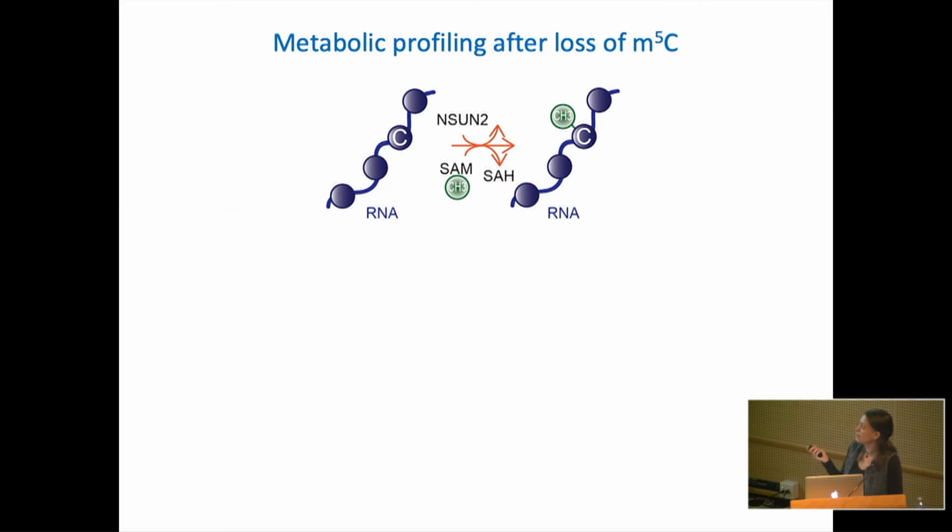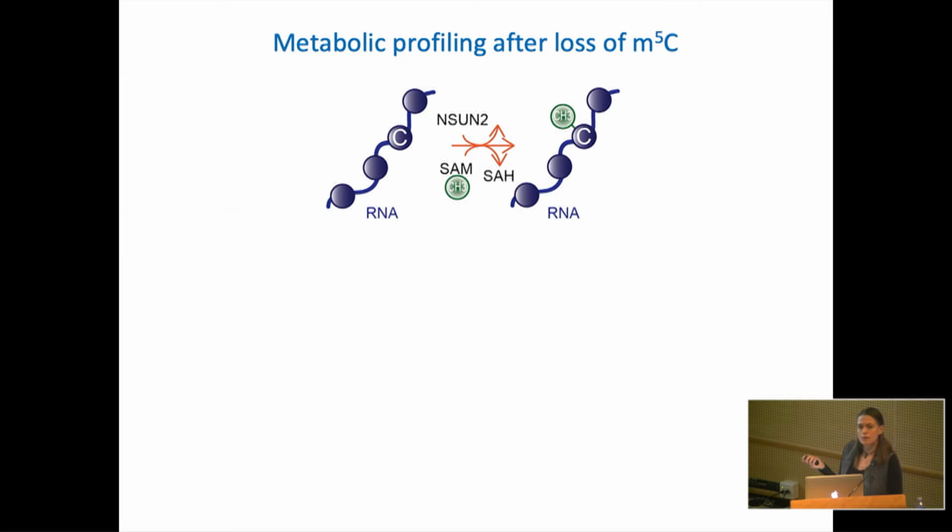This started with simply the observation that enzyme 2 is like most other RNA or DNA or even histone methyltransferases. They all use the same substrate for the methyl group, and this is SAM. So they take the group, methylate their C, and then they produce SAH.